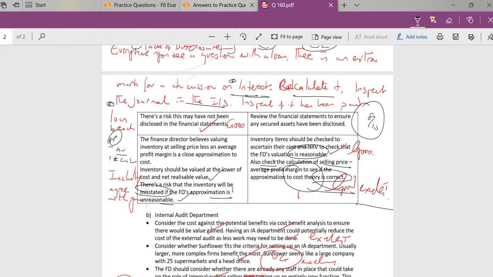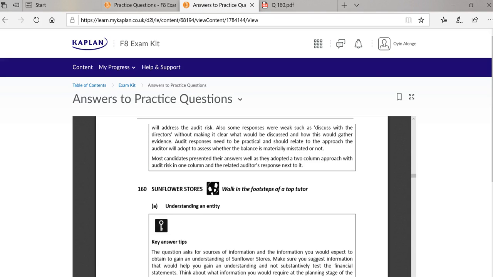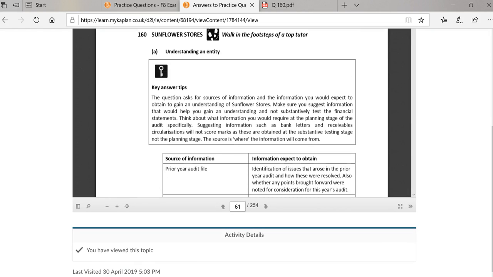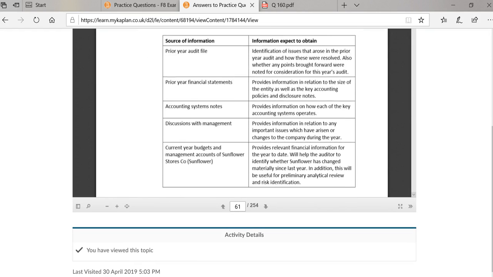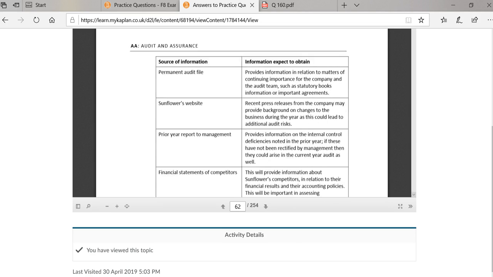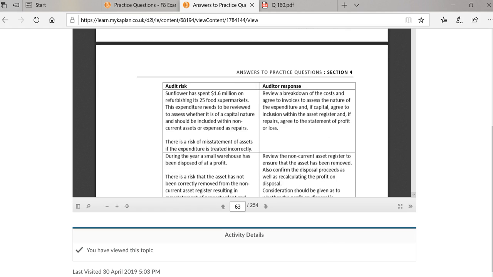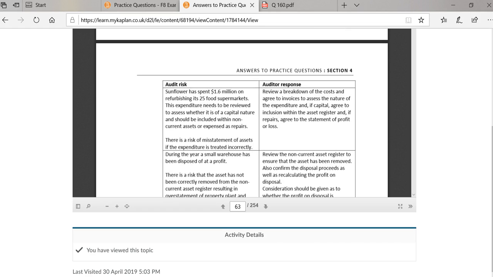Let's look at the answers. So looking at the answers, what have they gone with? They've said the Sunflower 1.6, exactly what you said. They've said misstatement. That's fine, like you did. But I guess the question is if the expenditure has been treated incorrectly. We can really go further and say exactly what you were doing. If revenue has been put in capital, we can use the term overstatement. We can go further. Review a breakdown.